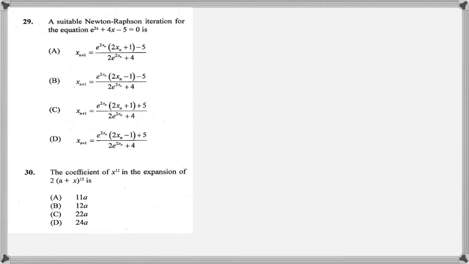Hey guys, so now let's look at question 29 and 30. Question 29 says a suitable Newton-Raphson iteration for the equation shown here is, and they're asking us which one of these is the suitable Newton-Raphson iteration. The first thing that we need to recall is the Newton-Raphson formula, which says that x subscript n plus 1 is equal to x subscript n minus f of x subscript n on f prime of x subscript n, right?